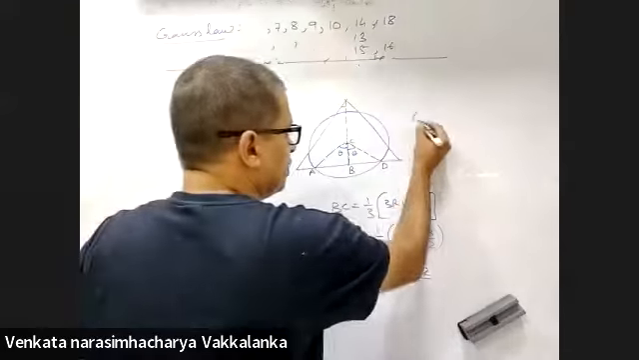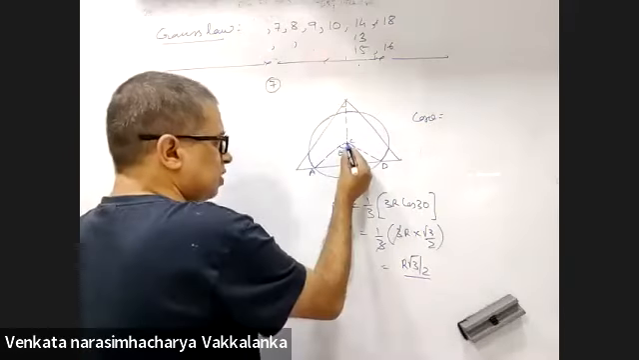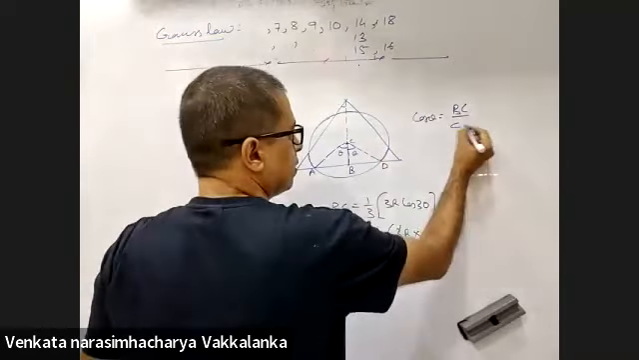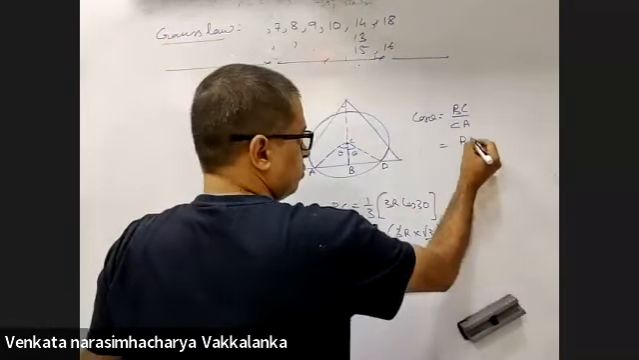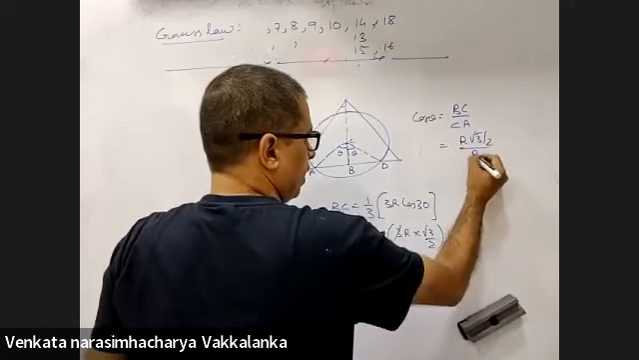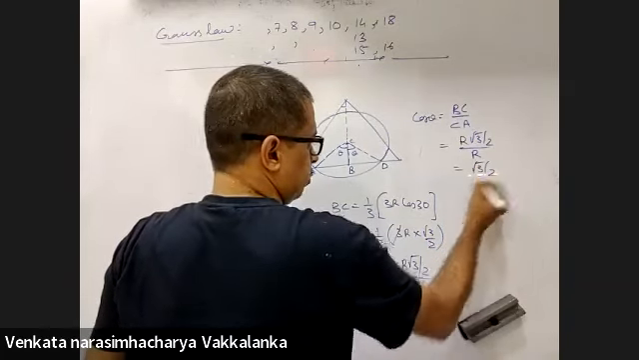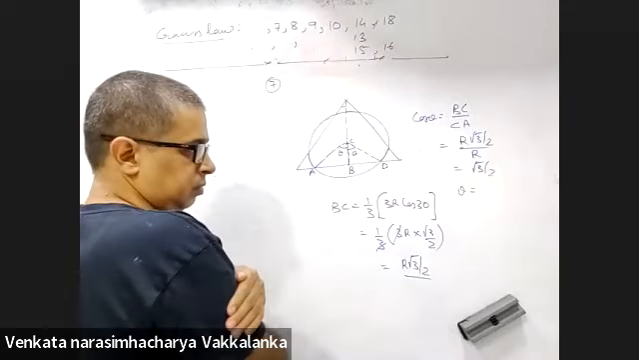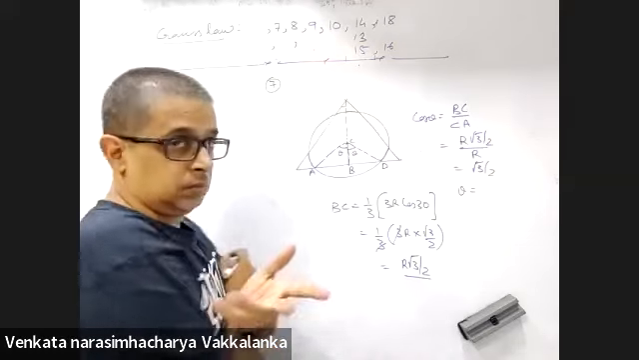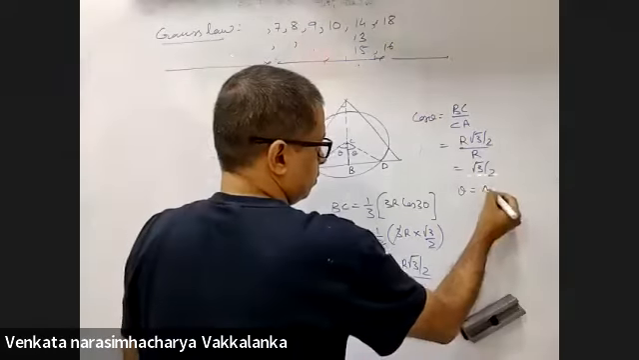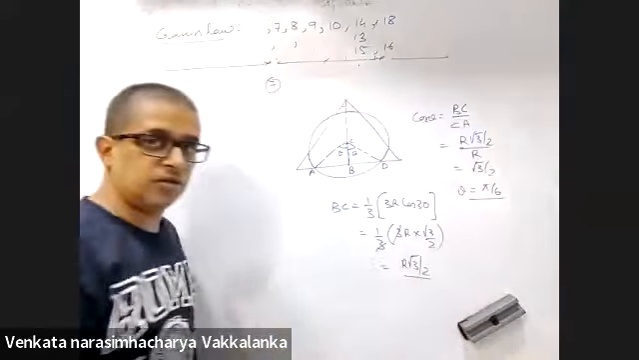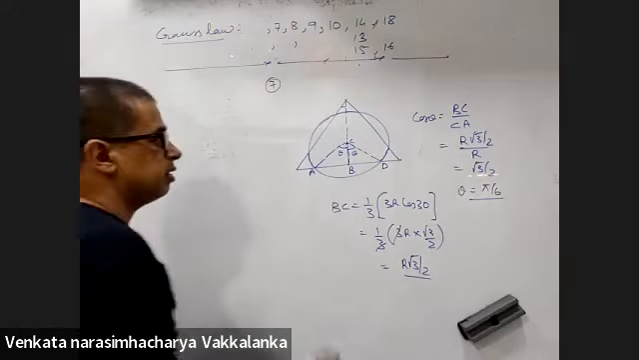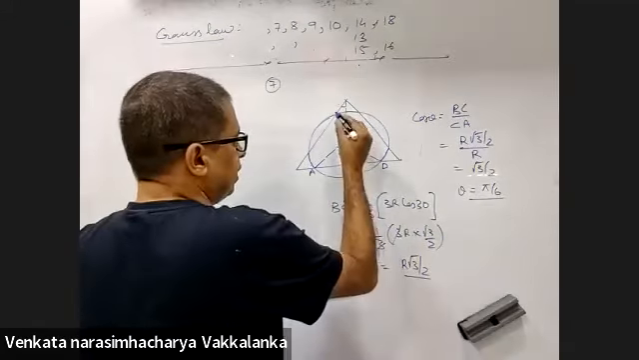Find out cos theta and keep this as information. Cos theta is the adjacent side BC by CA. BC is R√3/2 by R, so this will be √3/2. So how much is theta equal to? 30 degrees. Right? Now listen carefully.